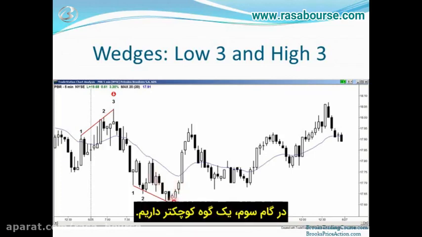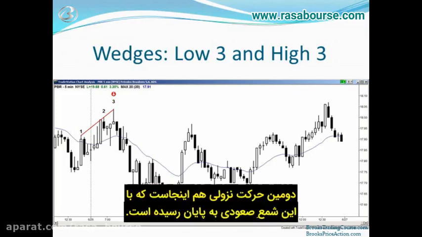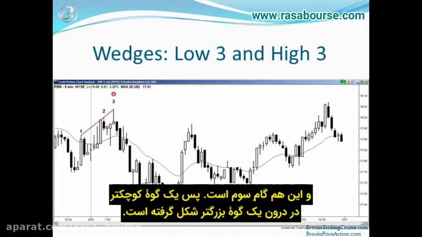The third leg down subdivided into even a smaller wedge. One push down here, second push down here, ending with a bull bar and then a third push down. So there's a nested pattern. There's a wedge inside of a larger wedge.